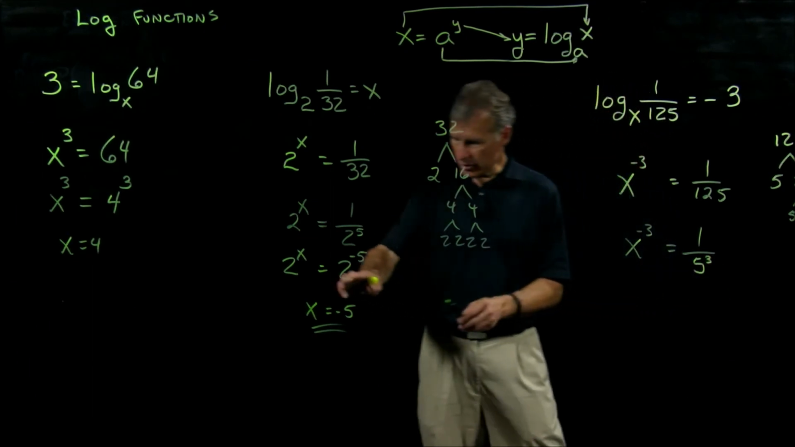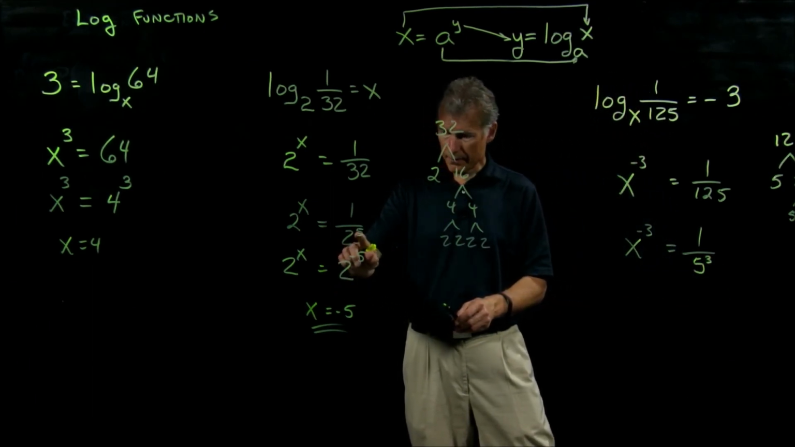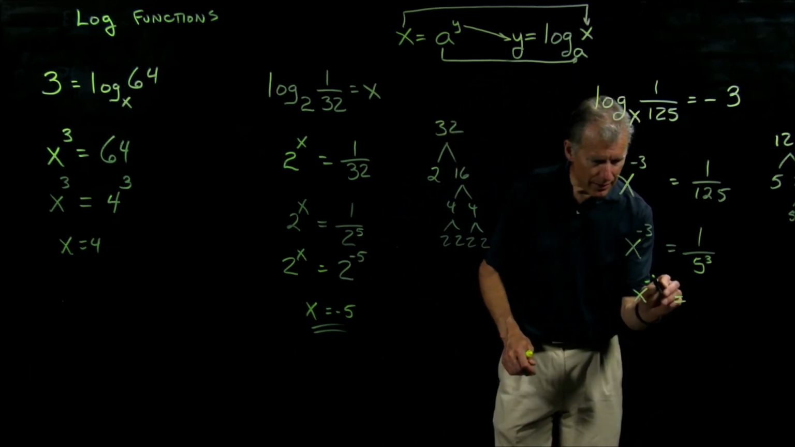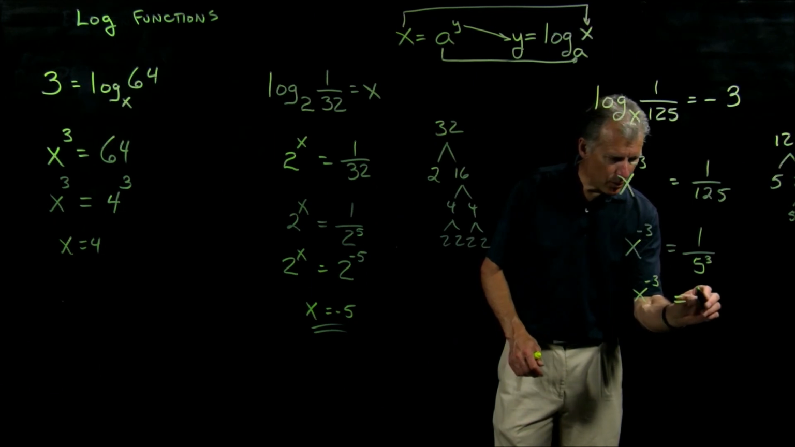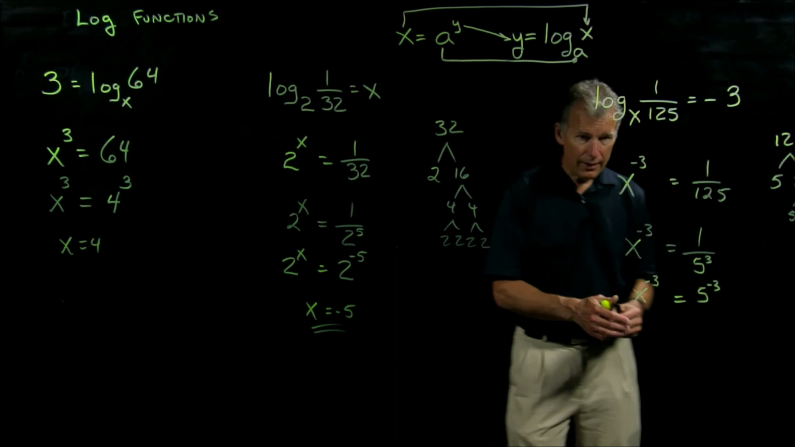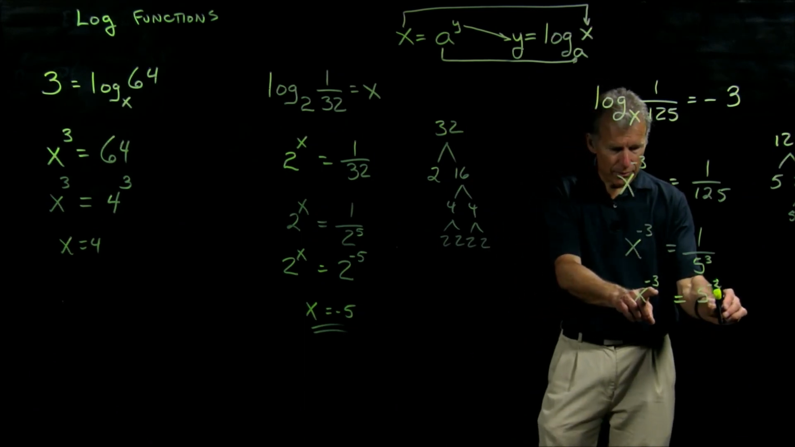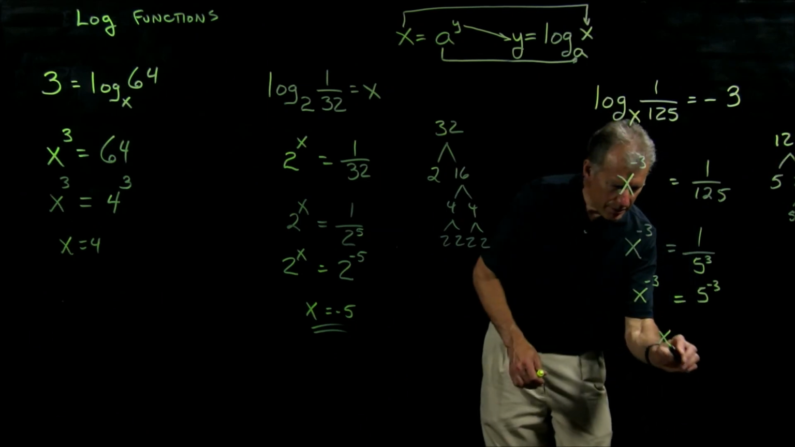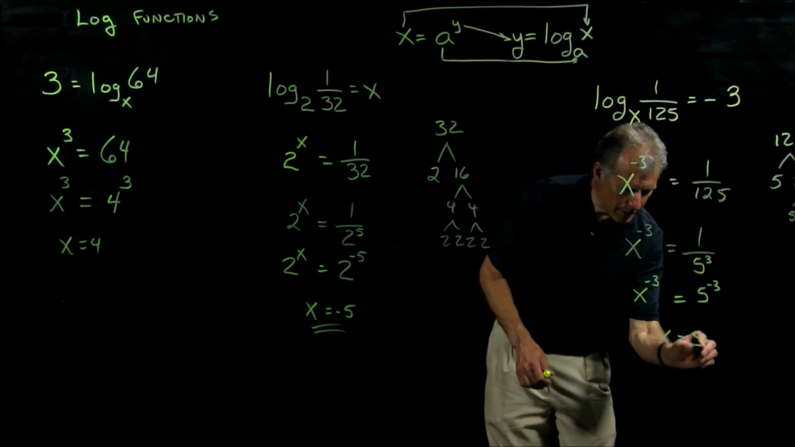Now if we do the same trick here, we took a fraction and rewrote it with a negative exponent, then you can see I have x to the negative 3 equals 5 to the negative 3. And using the same argument, the exponents are the same, so the bases must be the same, so x is equal to 5.